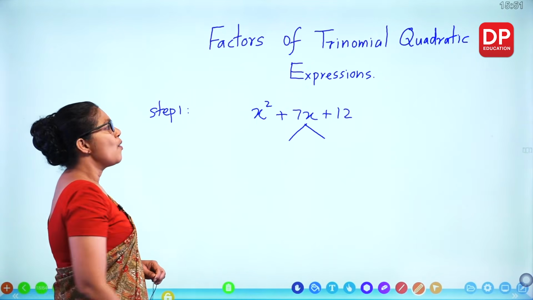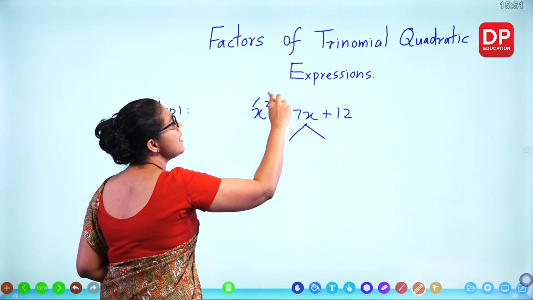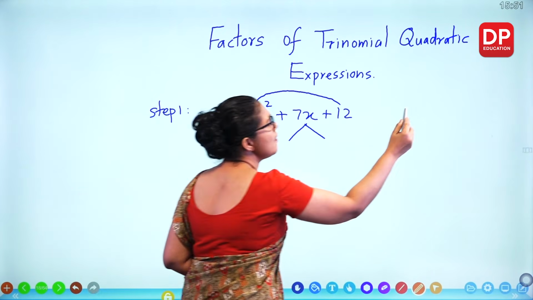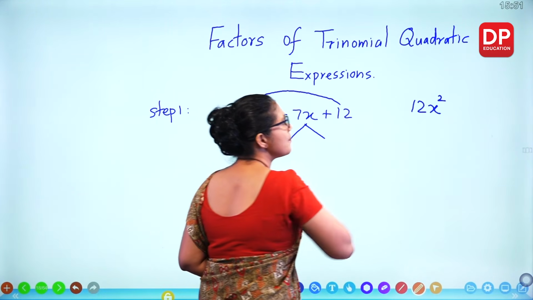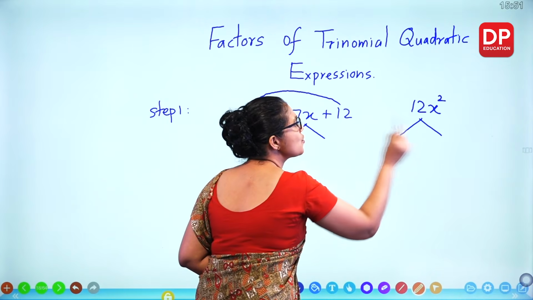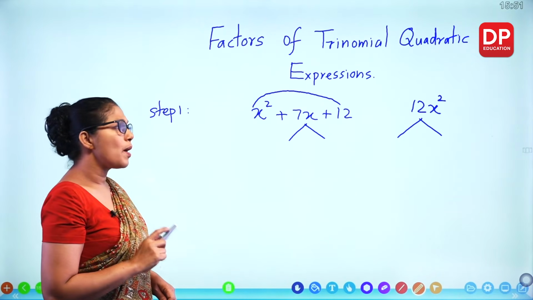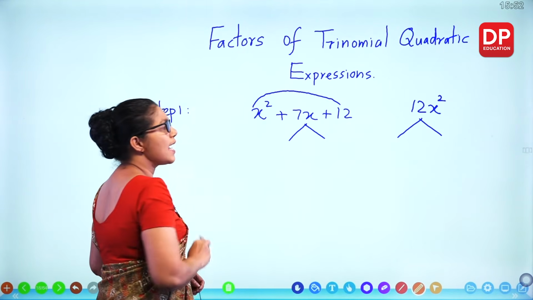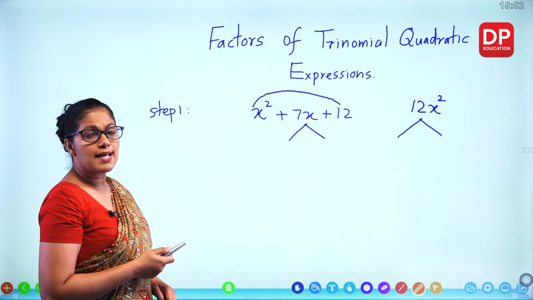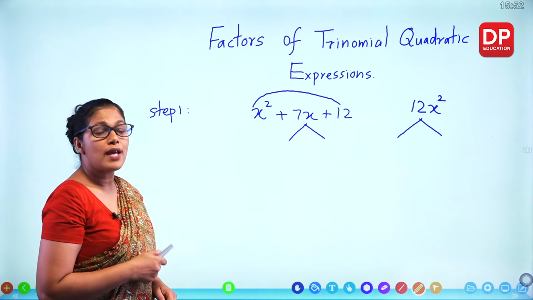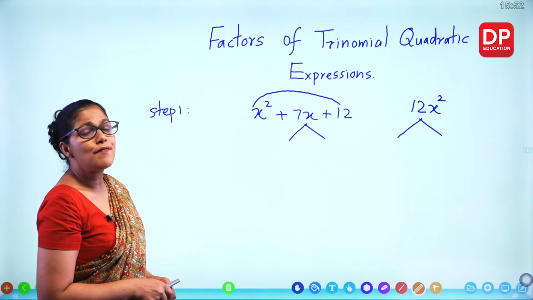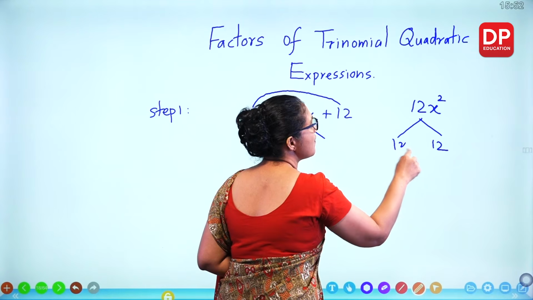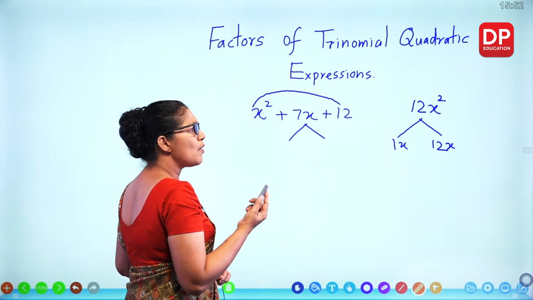Now to do that, we multiply these 2 numbers together. So here x squared into 12, you get 12x squared. And now we need to see what the factors of 12x squared are, and when you add the factors, you should get the middle term. Now here in this example, you need to check how to get 7x. First see what the factors of 12 are. I can write 1 and 12. So for x squared, I can write x and x. What are the other factors?